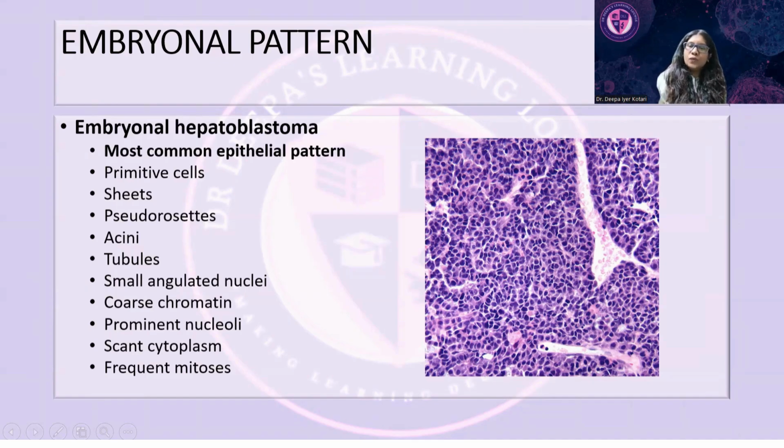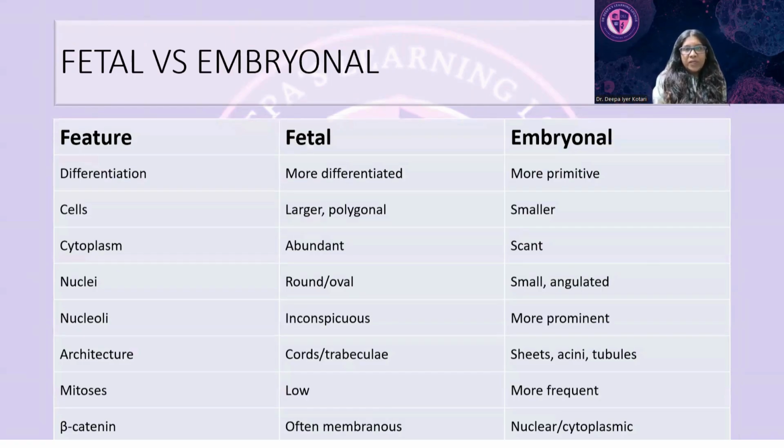One of the most useful mental comparisons is that fetal hepatoblastoma looks more like the developing hepatocytes, while the embryonal hepatoblastoma looks more primitive and can resemble a small round blue cell type of tumor. If you remember only one comparison from today's morphology section, remember the fetal versus embryonal comparison. The fetal cells are relatively differentiated. They are polygonal. They have abundant cytoplasm. They form cords and trabeculae like the image that I had shown you.